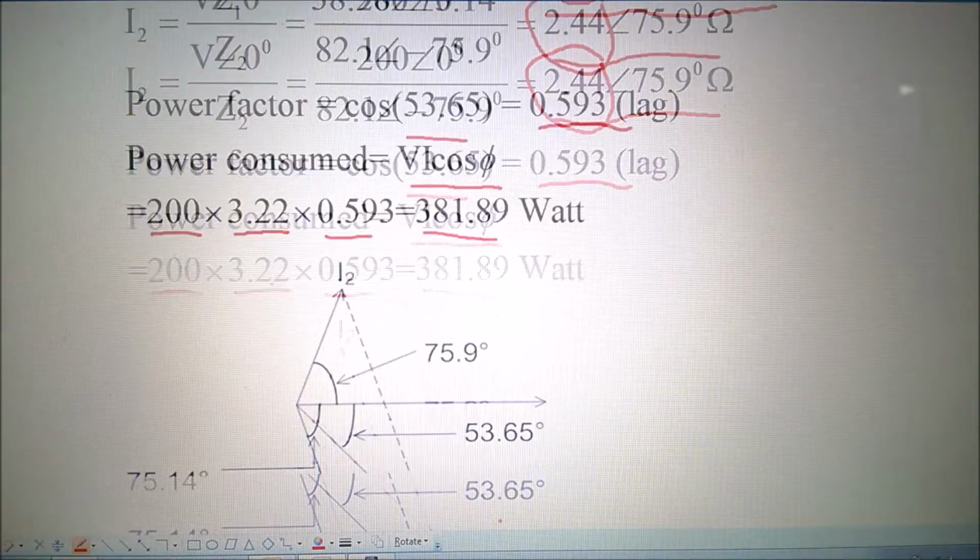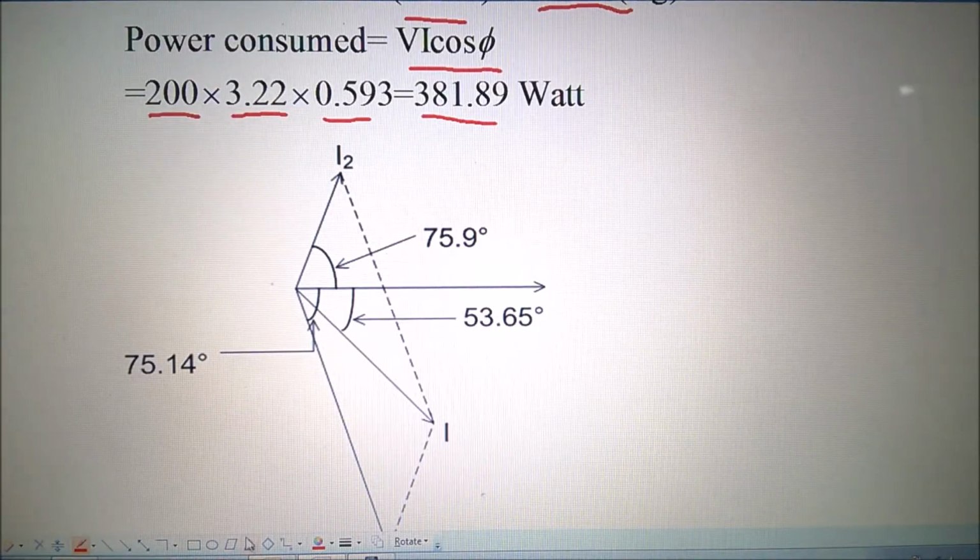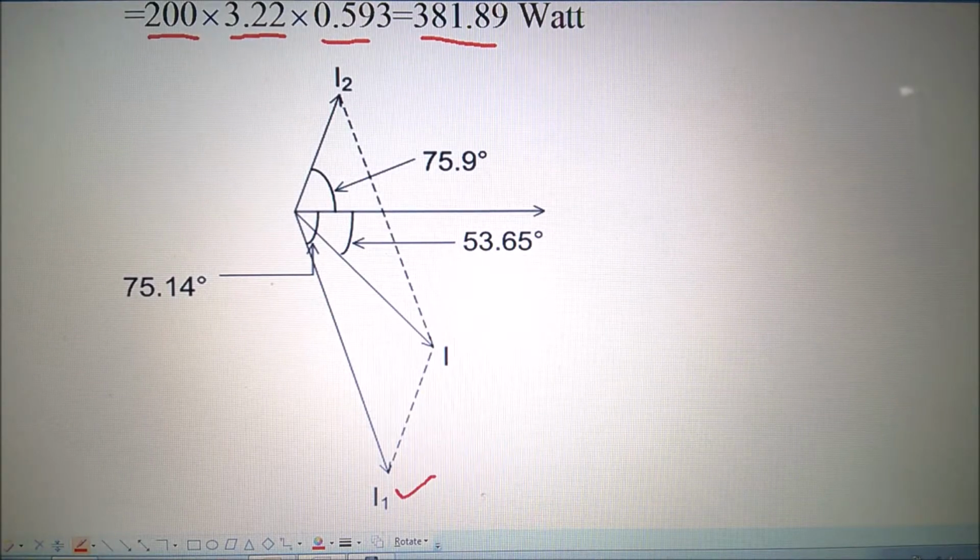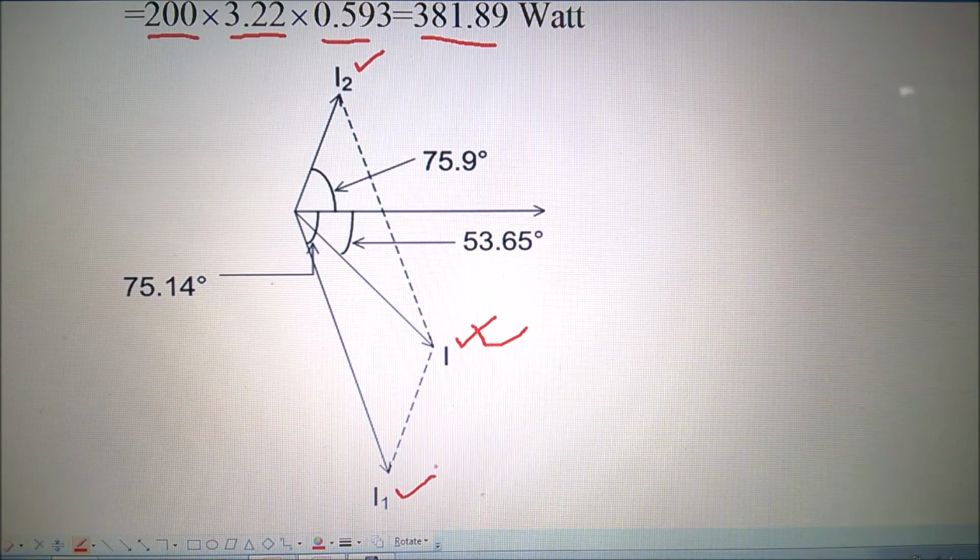After that we drew this. You can see this is I1, the angle is 75.14, and this is I2, and this is positive 75. And then after that we found the main current. Now you can see the length of I is lesser than I1. Therefore, the branch currents are of higher magnitudes, but the main current is of lower magnitude. That can be understood only if you draw the vector diagram. And that is all about this problem.